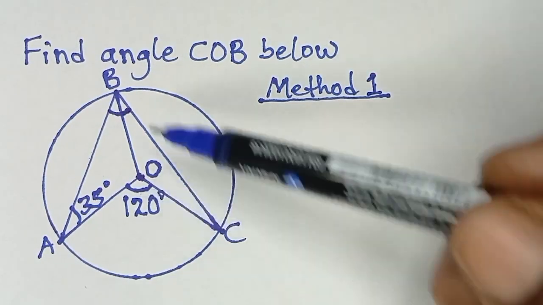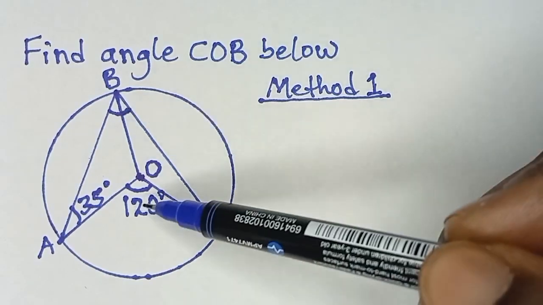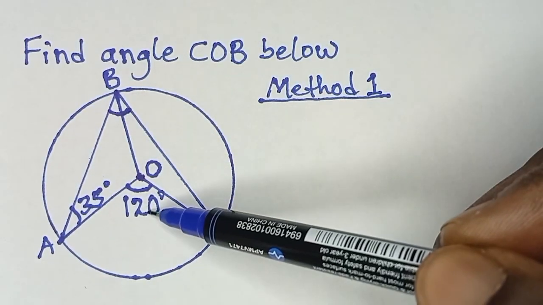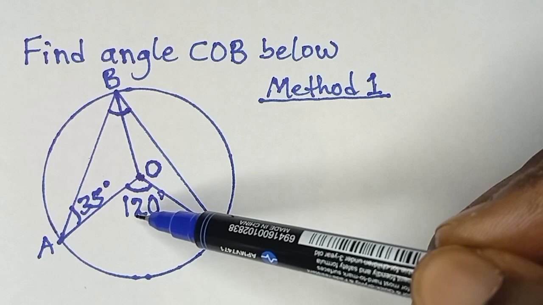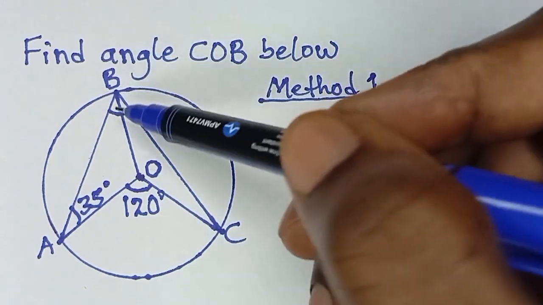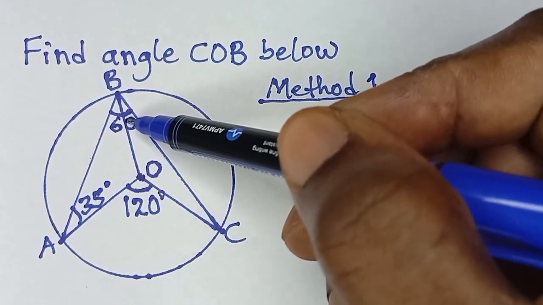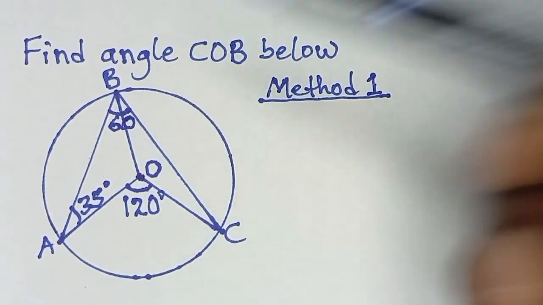So that will tell us that the angle at the center is twice that at the circumference. So for us to get this one at the circumference, we divide the one at the center by 2. So 120 divided by 2 will give us 60. So the whole of this angle is 60 degrees.